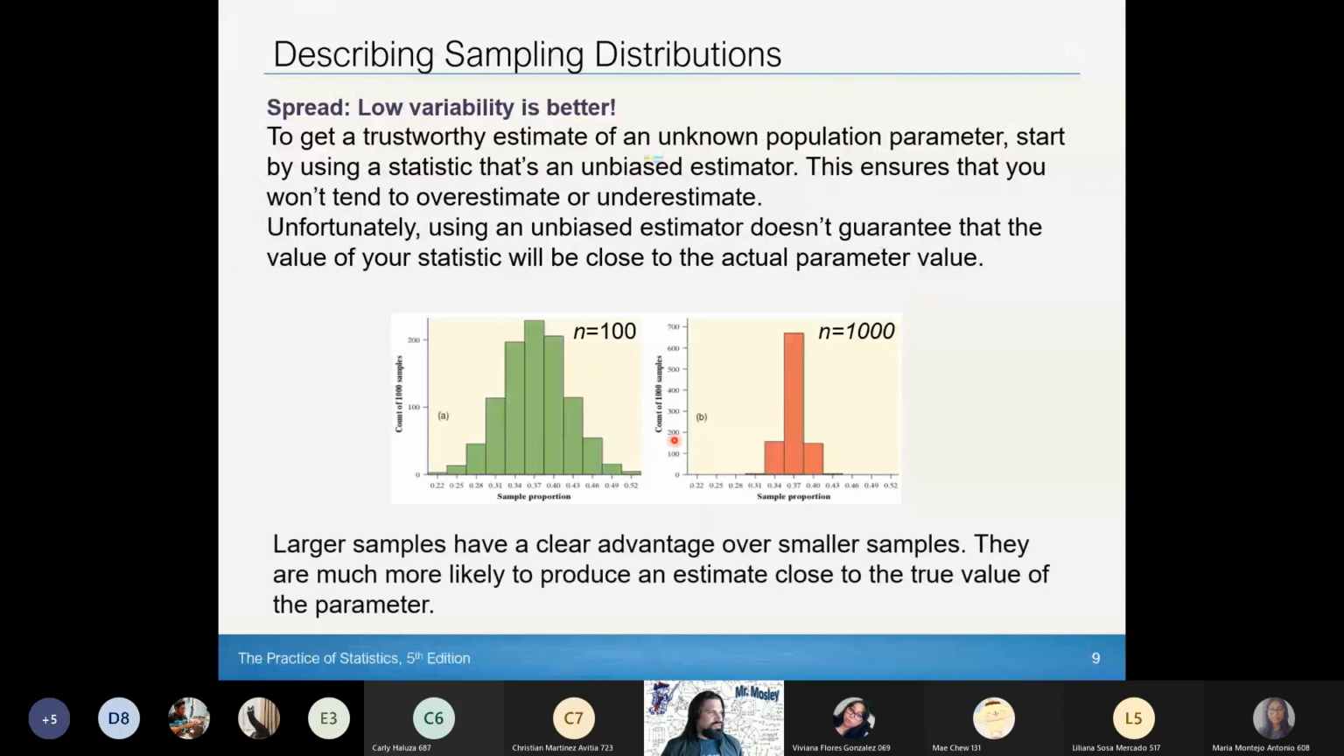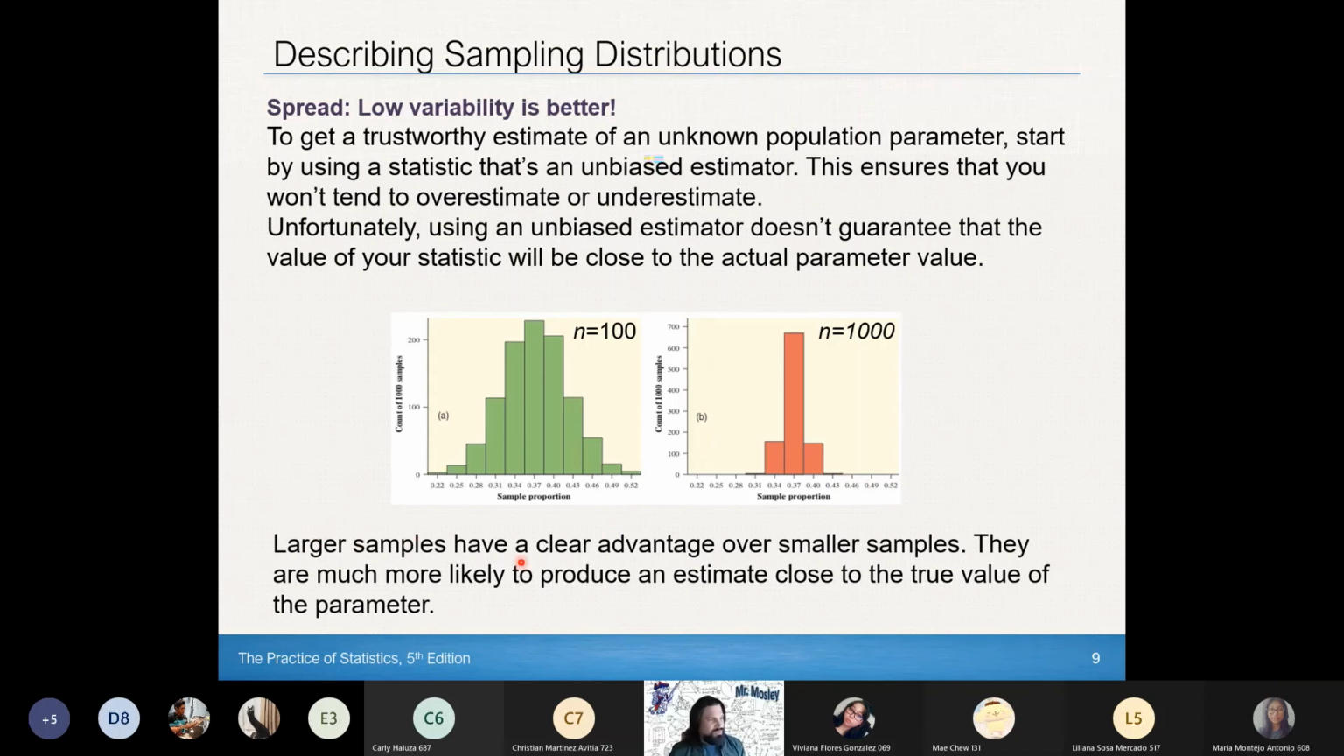Right. So in this example here, we see two different distributions for the same thing. However, the one on the left here, we have a sample size of 100. So we did 1,000 samples of size 100, and we got this distribution, which looks approximately normal, has a center at 0.37, which is looking like the center of this other one as well. This one, however, used a sample size of 1,000 and did 1,000 samples of that size. Notice the variability or the spread of this distribution is much, much more narrow.